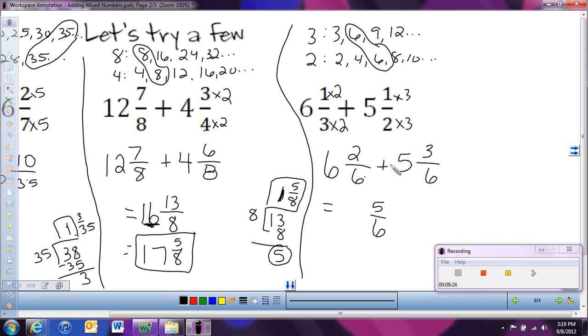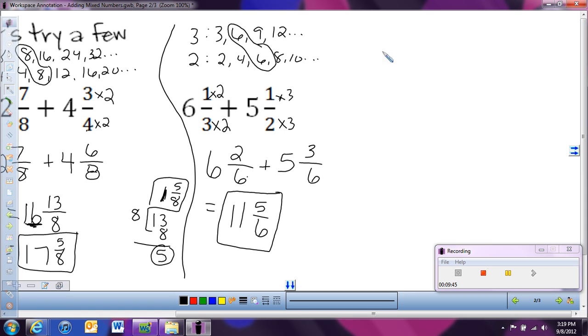And then I have 6 plus 5. This is our next step, which is add the whole numbers. 6 plus 5 is 11. Step 4 says simplify if we need to. 5/6 is already in simplest form, so in this case I do not have to simplify. 11 and 5/6 is my answer.